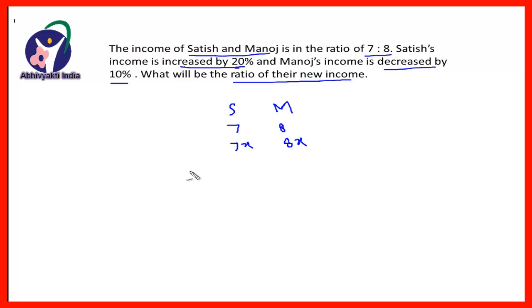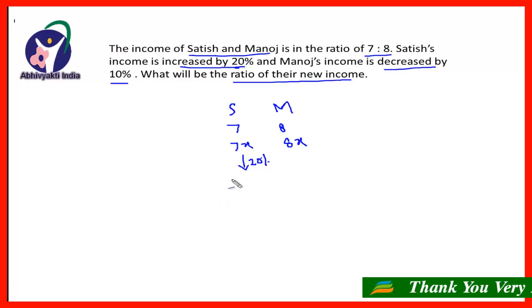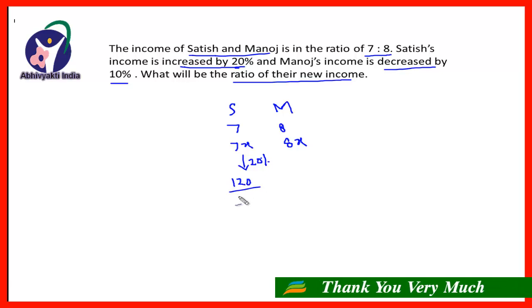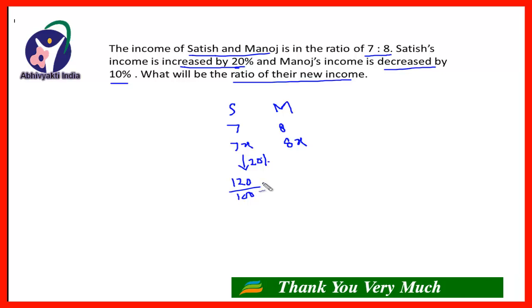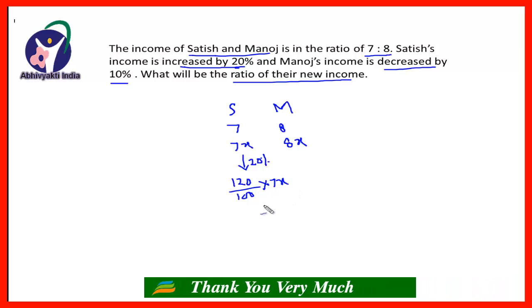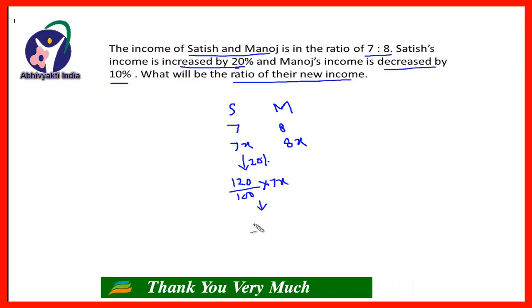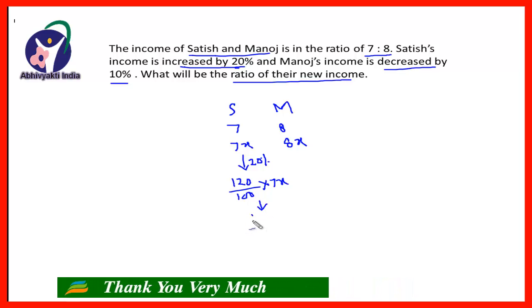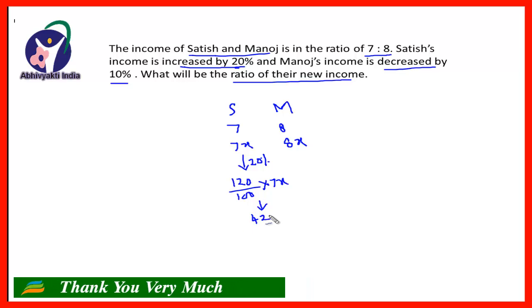Then it will be 20% more. Satish's income, that is 120% of 7x, that is 120 divided by 100 multiplied by 7x. So this will be 42x divided by 5.